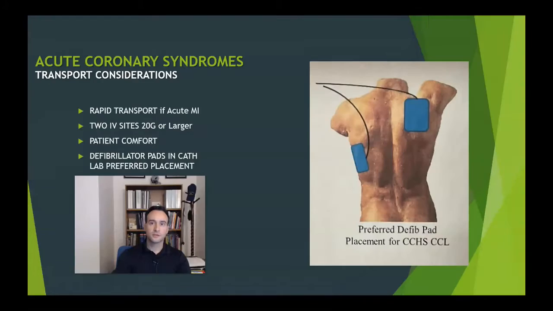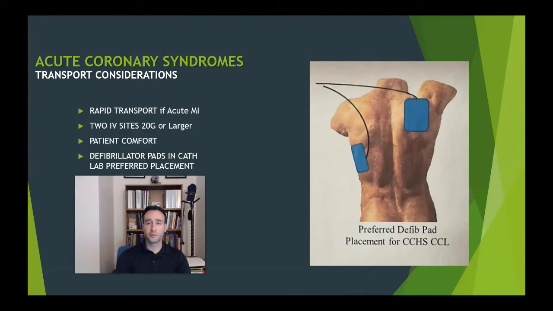Anterior septal. So to wrap up with some transport considerations, like we talked about, this is a rapid transport. If we determine that it is in fact an acute MI, we want at least 2 IVs, 2 20s at least. We want to make the patient as comfortable as possible, because like we said, we're trying to decrease that cardiac demand as much as we can because they are uncomfortable and there's only so much we can do for them pharmacologically.